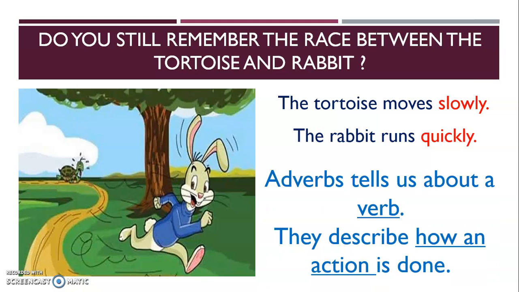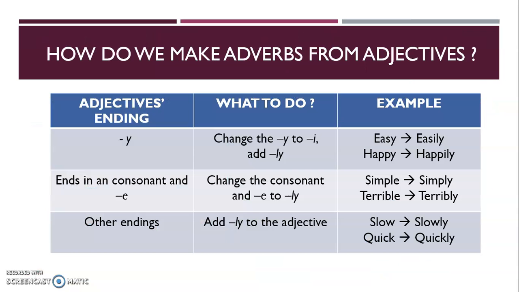Okay, so adverbs tell us about a verb. So an adverb describes the verb that is before it. Like for example here, slowly describes how an action is done, how this tortoise moves. Okay, this is an adverb. Right. Now, we normally get adverbs from adjectives. So we change the adjective, we do something to it, and we change it into an adverb. How do we transform it?